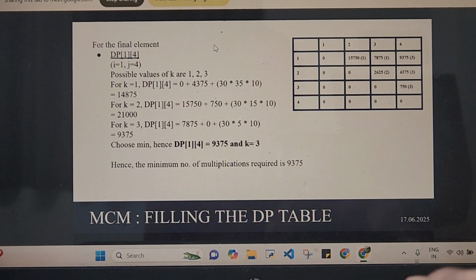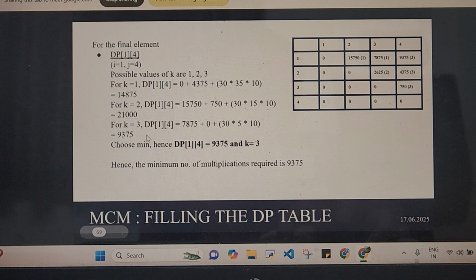Fine. So now we have filled the first two diagonals. This is the grid we are looking to fill. So dp of 1 of 4, i equals 1, j equals 4. So the possible values of k are 1, 2, 3. For each of those values of k, you just plug in the appropriate numbers in the formula. You get these 14,000, 21,000, 9,000 some values.